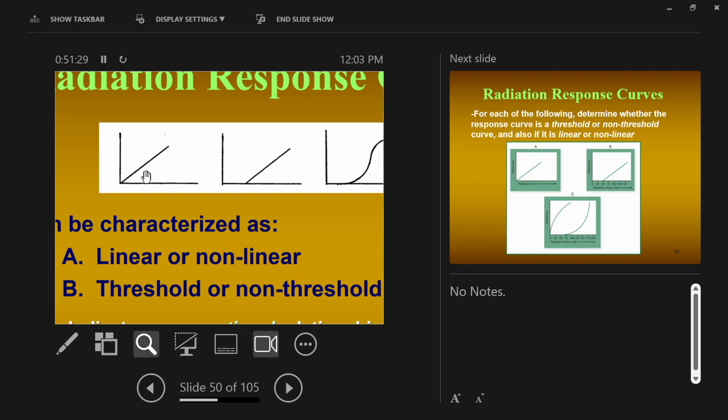okay? Non-linear graphs are those that show exponential increases with small increases in dose. Big increases in response from a small increase in dose. Whereas a linear graph shows you exactly the opposite, right? It's an increase in dose equals an increase in response, but it's direct and proportional, okay? So that's the first character of these graphs that we're going to talk about, linear or nonlinear.